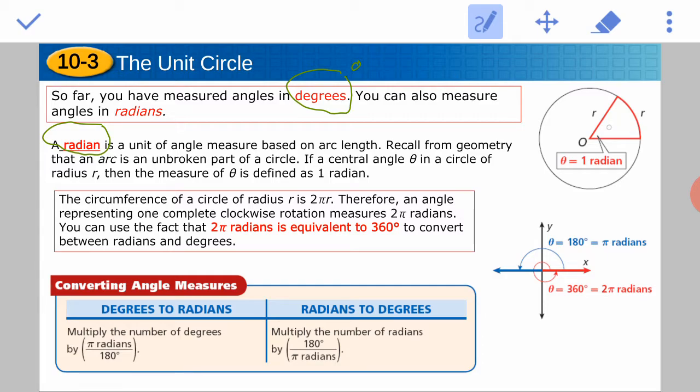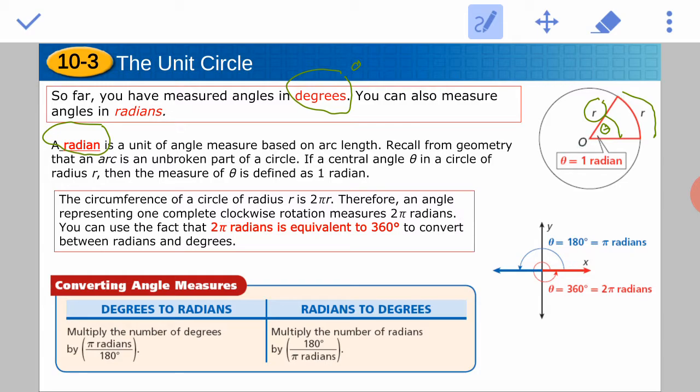1 radian is the measure of the central angle theta in a circle with a radius equal to r, and opposite to an arc with a length equal to the radius of the circle r. In this situation, the measure of this central angle theta is equal to 1 radian. So 1 radian is formed when the arc length of the opposite central angle is equal to the length of the radius of the circle r.